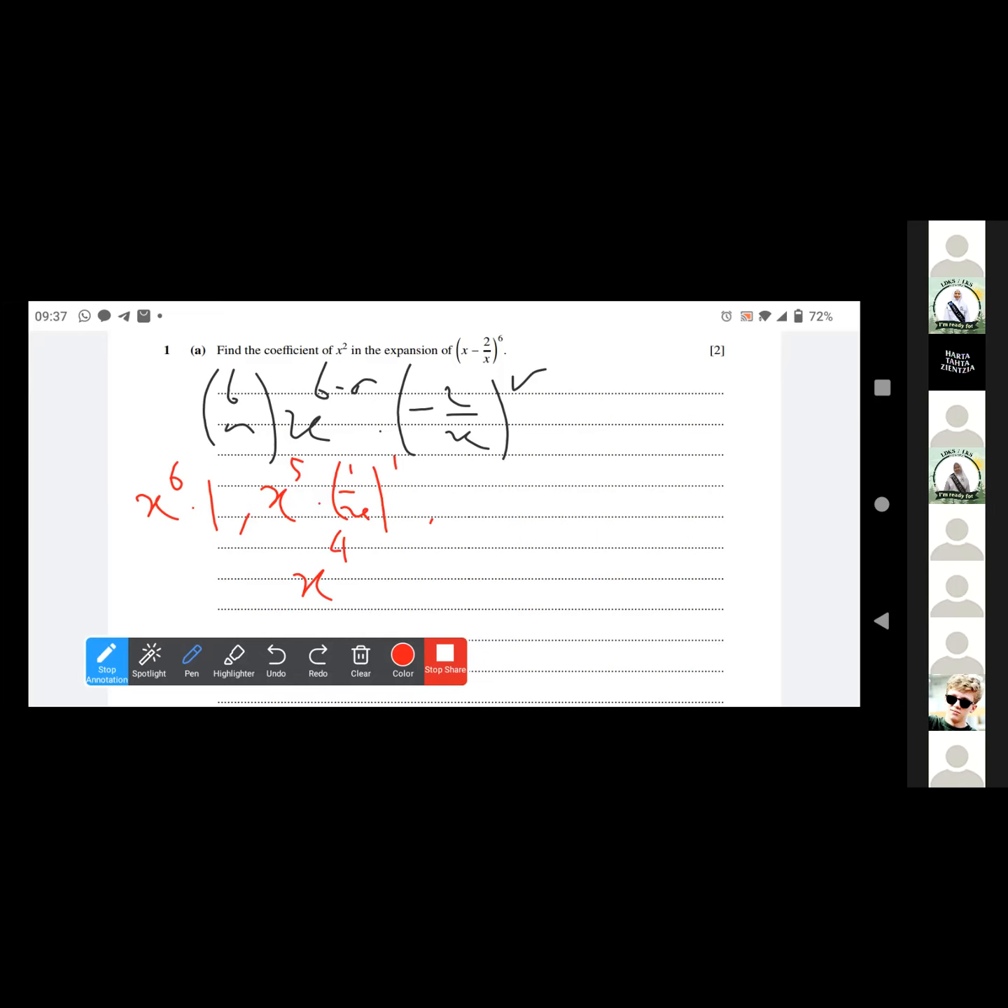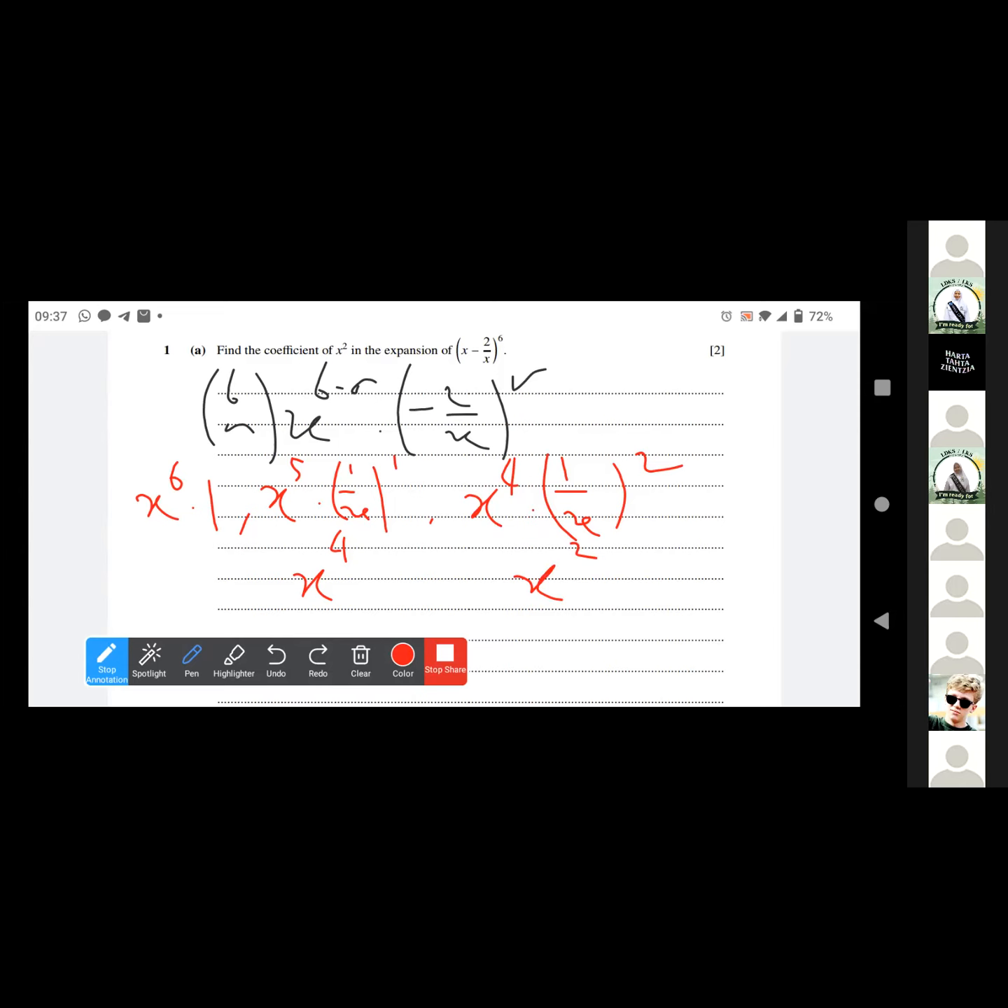The third term will have r equals 2. So r equals 0, equals 1, equals 2. When r equals 2, we'll have x to the power of 6 minus 2, x to the power of 4, times 1 over x to the power of 2. So we will have x to the power of 4 divided by x squared. This is x squared, and we can stop here because this is what we want.